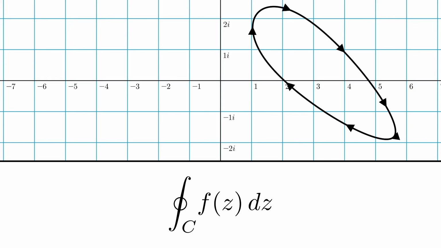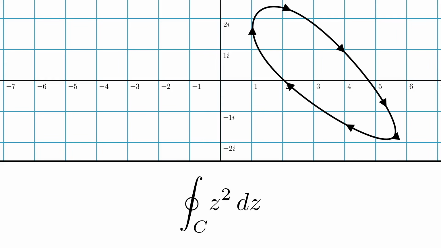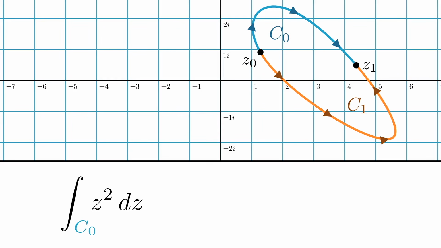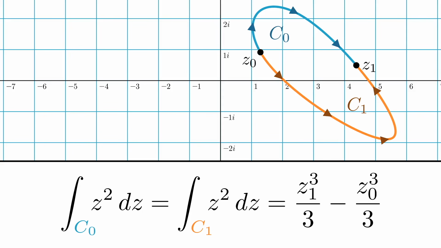So let's pick a random loop like this one, and ask what happens if we integrate the function z squared around it. I'll pick 2 different points on this loop, say z0 and z1. And then I can view this loop as consisting, really, of 2 different paths from z0 to z1. I'll call these paths c0 and c1. Because of the fundamental theorem of calculus, we know that the integral of z squared dz along c0 and the integral of z squared dz along c1 are both equal to z1 cubed over 3 minus z0 cubed over 3.